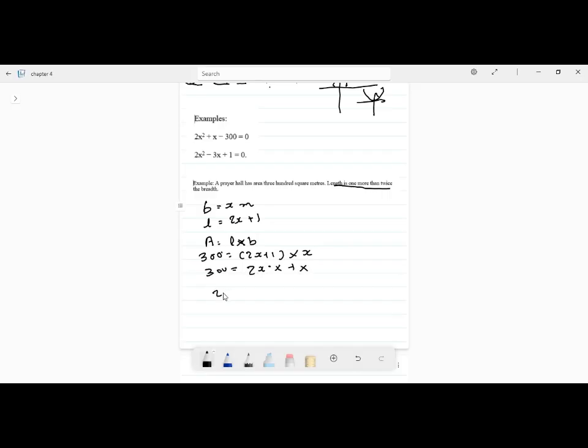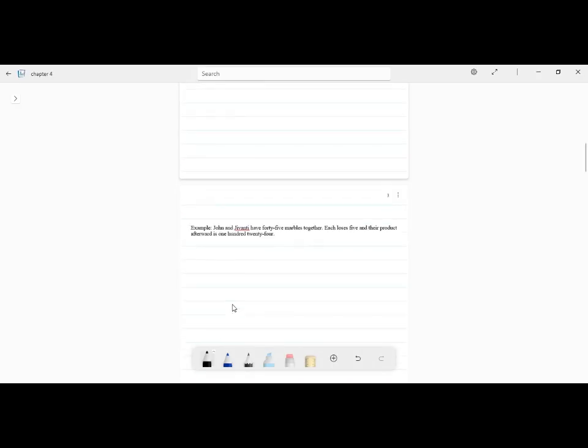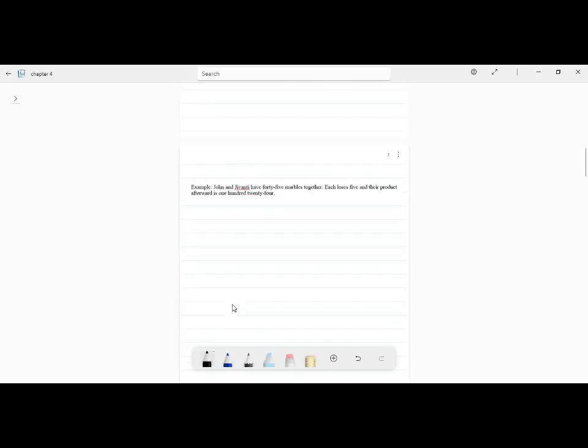So 2x squared plus x is equal to 300. And now if we form the equation in the form ax squared plus bx plus c is equal to 0, then 2x squared plus x minus 300 is equal to 0. So this is the formation of a quadratic equation based on the word problem. Now let's take a second example.